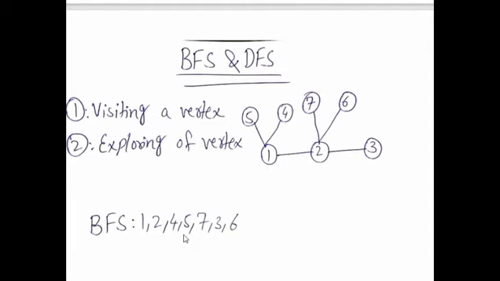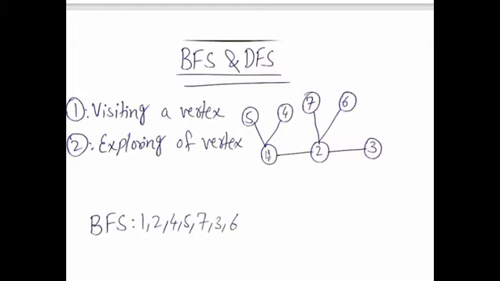So we visited the vertex 1 and then we explored the adjacent vertices. These vertices are 2, 4, 5. Then we will cross this one, start exploring 2. What are the adjacent vertices of 2? These are 7, 3 and 6, right? So these are the adjacent vertices of 2. Start exploring 4. There is nothing adjacent to 4. Start exploring 5. There is nothing adjacent to 5. We have already explored the 1, right?